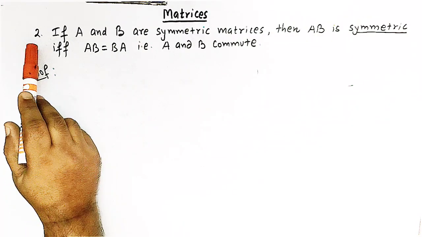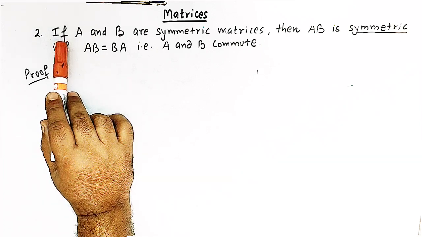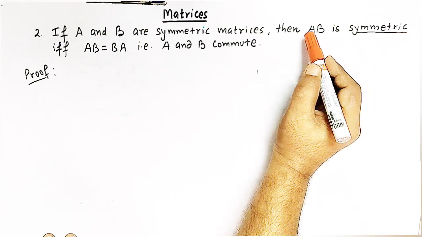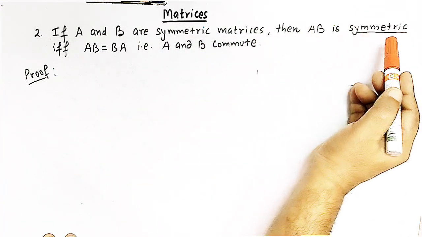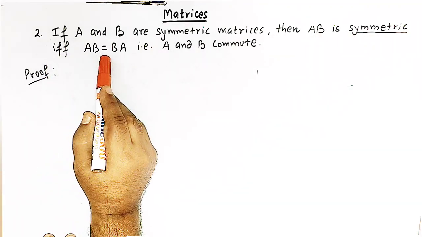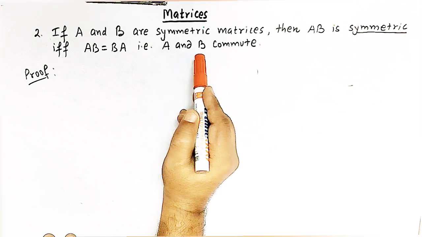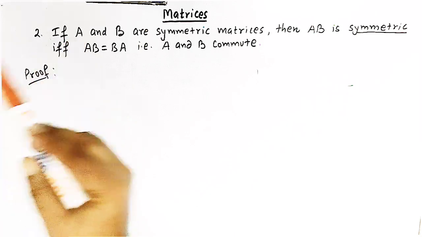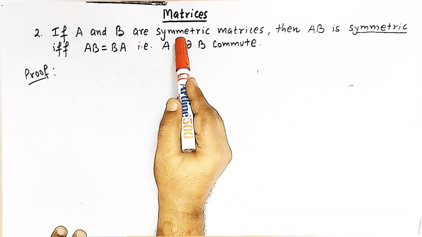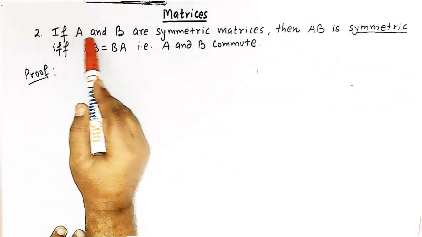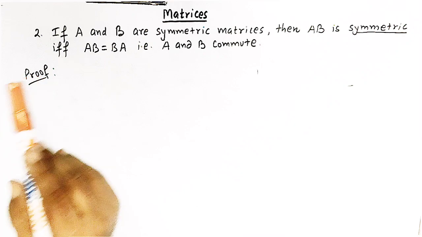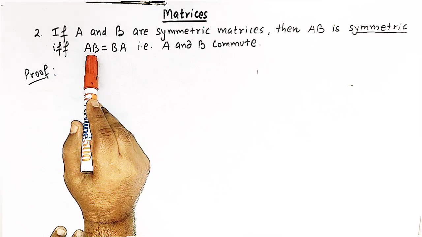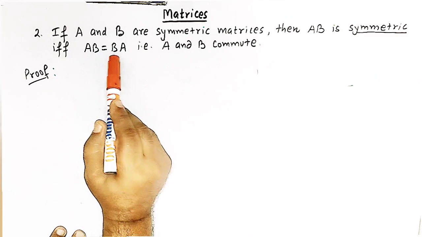So now let us prove this important result. Here we are given that A and B are two symmetric matrices. Then the product AB, that is the product of A and B, is symmetric if and only if AB is equal to BA, that is, when A and B commute. So here we are going to prove that if we are given two matrices A and B which are symmetric, then the product of A and B is a symmetric matrix if and only if A and B commute. That is, the product of A and B is equal to the product of B and A.